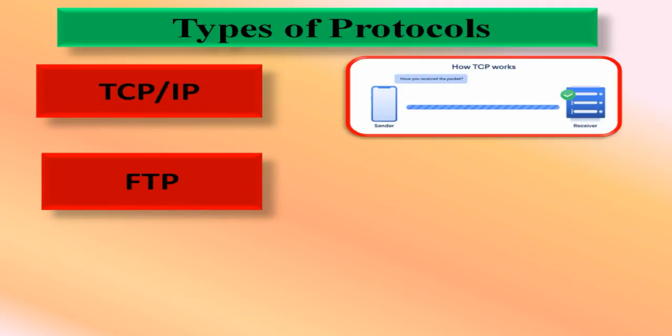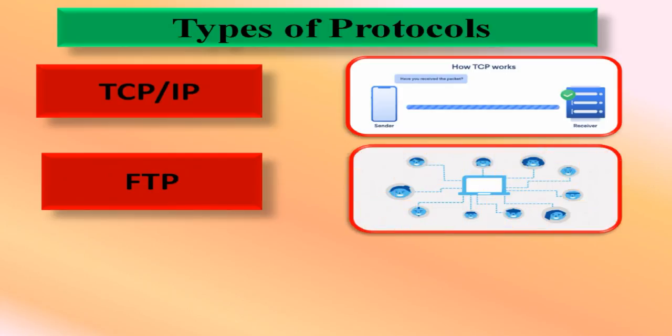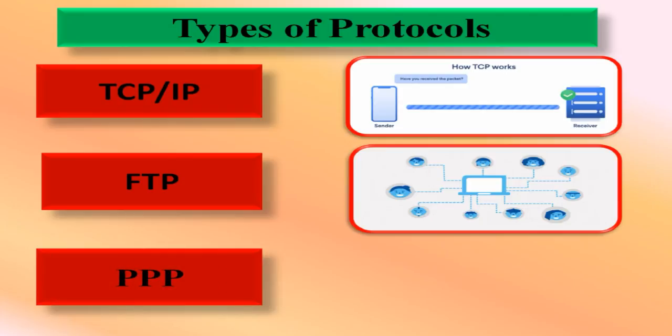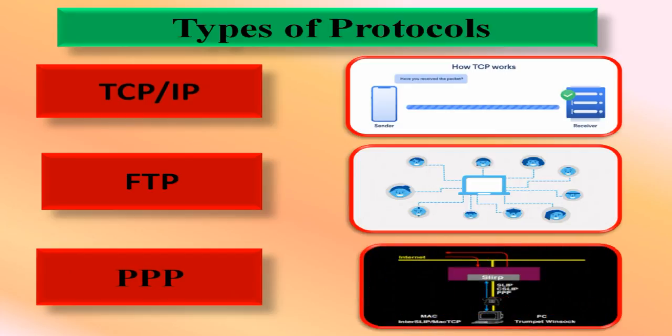Next one is FTP. The full form of FTP is File Transfer Protocol. It is used to transfer a large number of files between computers or over the network. Next protocol type is PPP. PPP stands for Point-to-Point Protocol. It is a data link layer protocol that enables transmission of TCP/IP traffic over a serial connection like a telephone line. Using PPP, home users can avail an internet connection over a telephone line.